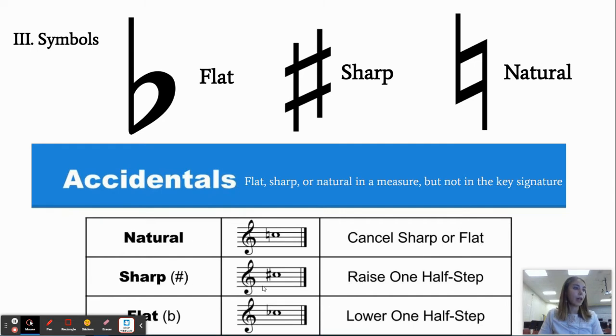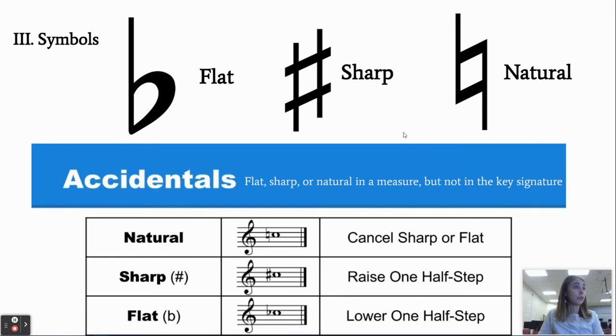A sharp looks like the hashtag, it raises a note 1/2 step, so it's going to sound a little bit higher. And then you have a flat, looks like a little lowercase b, lowers it 1/2 a step. So just remember the word accidentals are flats, sharps, or naturals that are next to a note in a measure, but they're not indicated in the key signature.